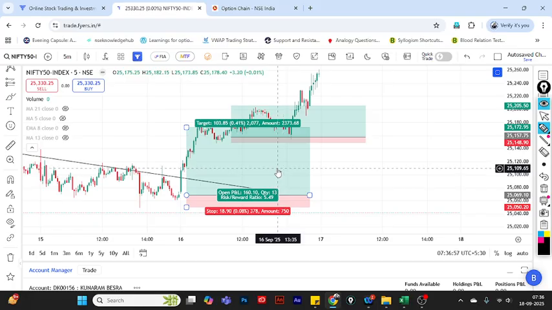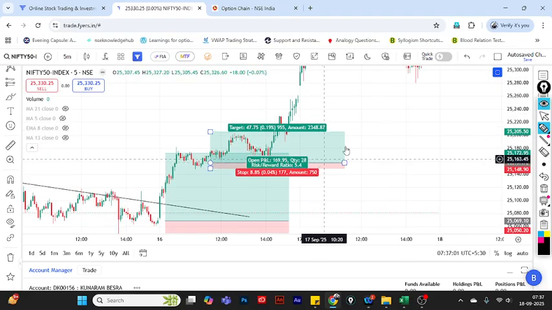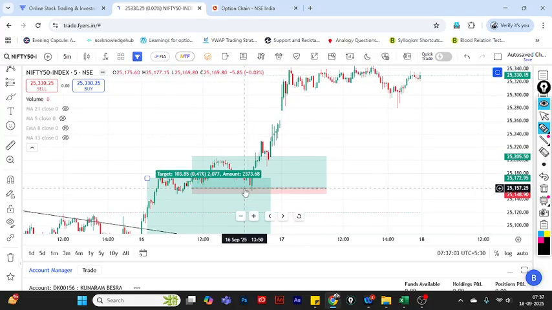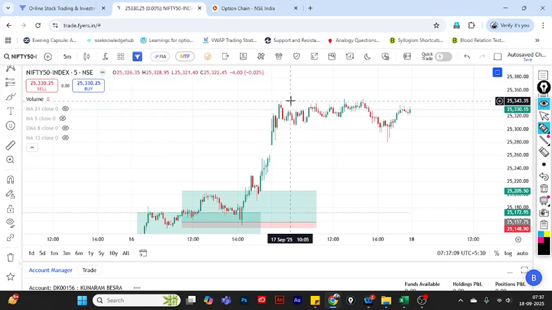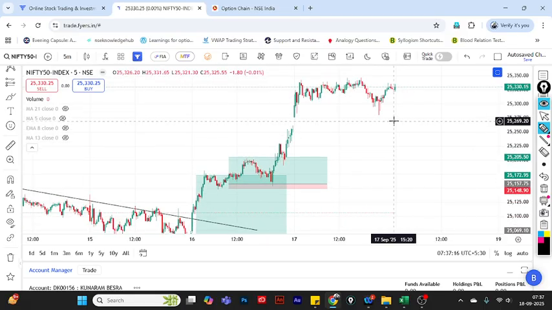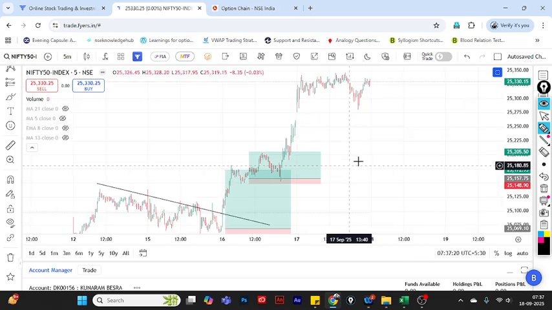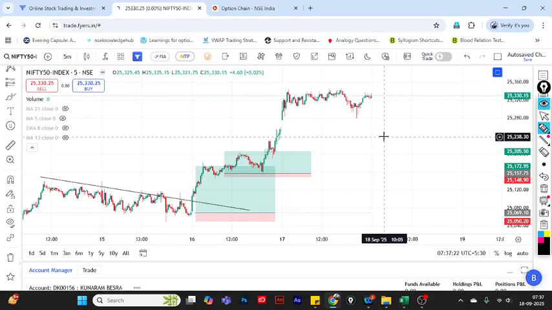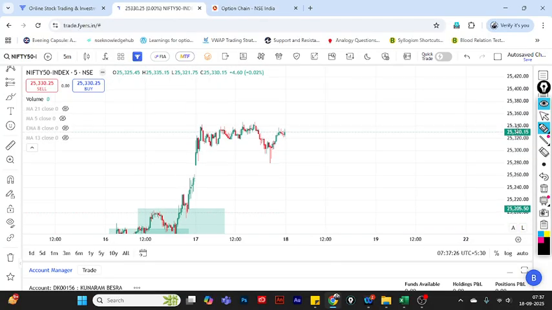So guys, whatever analysis we did the previous day, the market has reacted exactly the same. From this point, 25,150, the market has shown a rally and reached 25,340. If you had watched my previous video, you would definitely have booked the profit. So guys, we'll find out today's action plan, what the market reaction will be today.